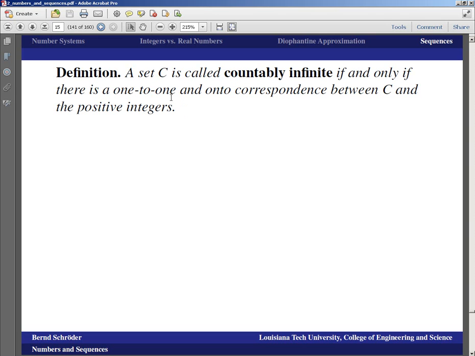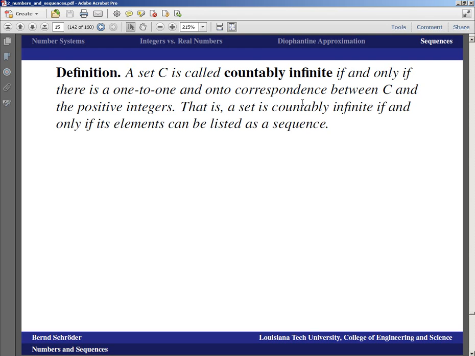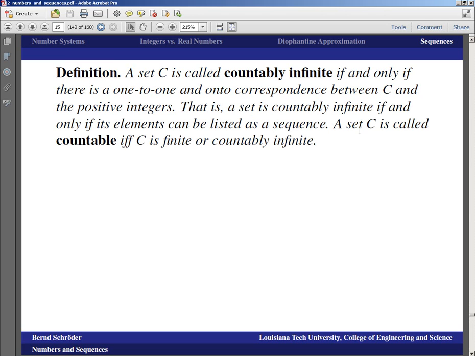And so here's the definition from set theory. A set C is called countably infinite if and only if there's a one-to-one and onto correspondence between C and the positive integers. So basically you can map the positive integers to C and capture everything. And that means that a set is countably infinite if and only if its elements can be listed as a sequence. And a set is called countable if it's finite or countably infinite. So countable sets are basically sequences. Countable sets are sets where we can just list the elements.